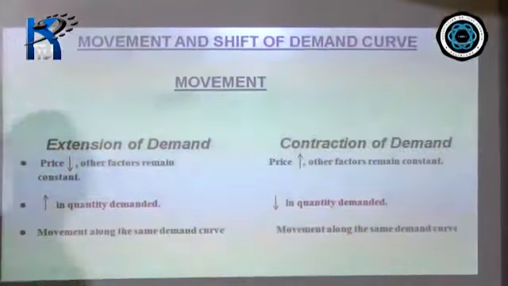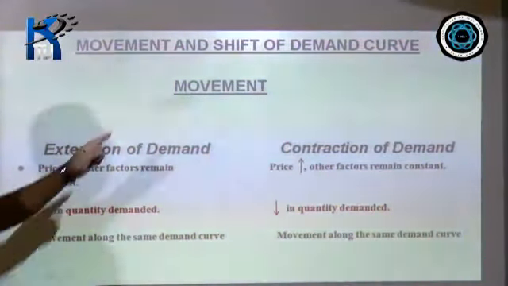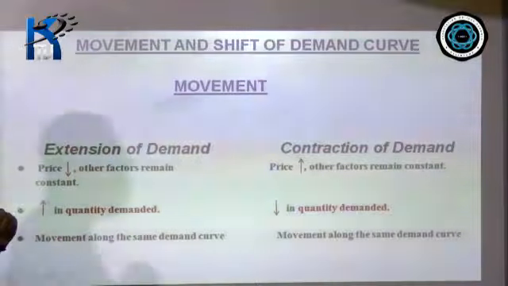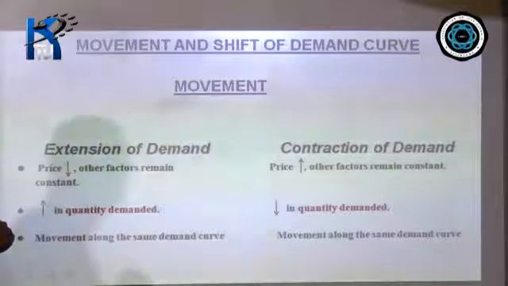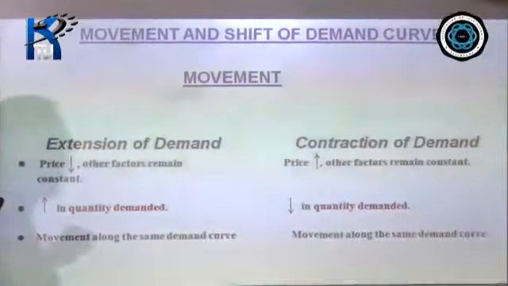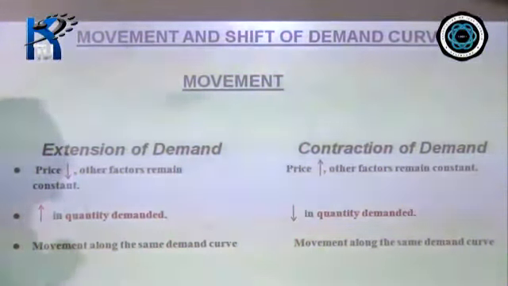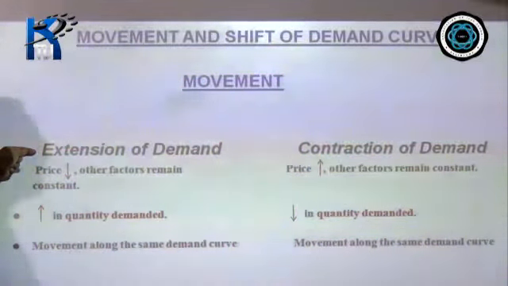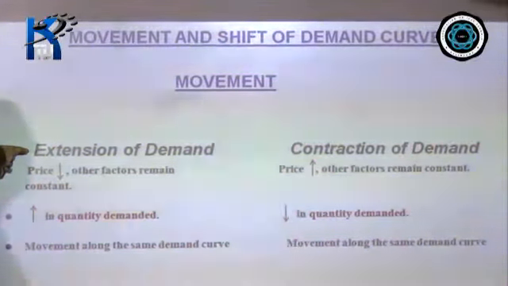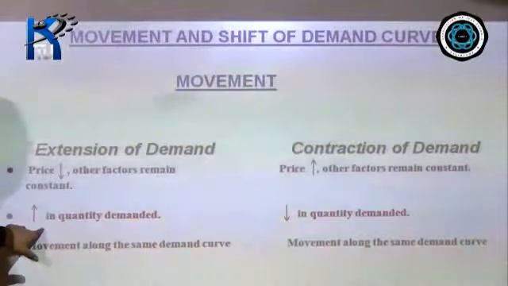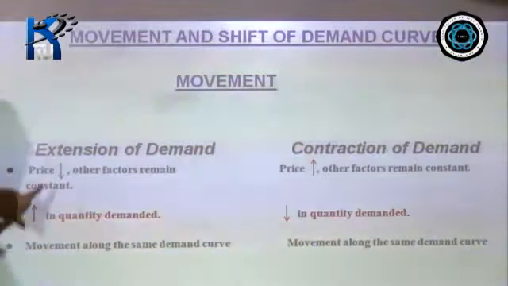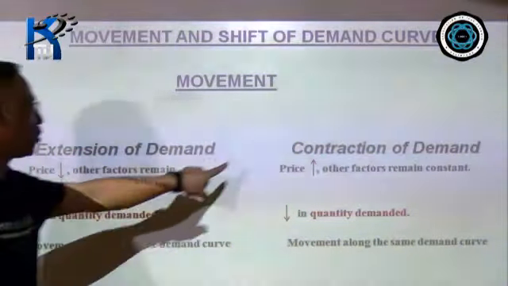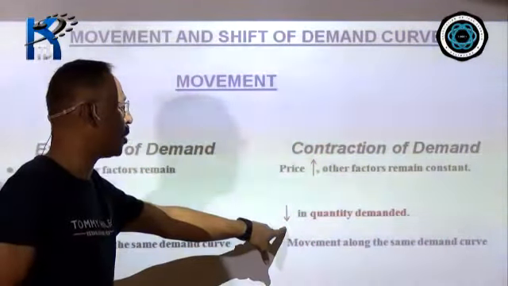So, movement and shift of demand curve. Movement means along the same demand curve. The demand curve does not shift, does not move. So, movement has two parts: extension of demand and contraction of demand. The word extension can also be written as expansion. Expansion or extension means the quantity demanded has to increase. Expansion, increase in quantity demanded. Contraction, decrease in quantity demanded.